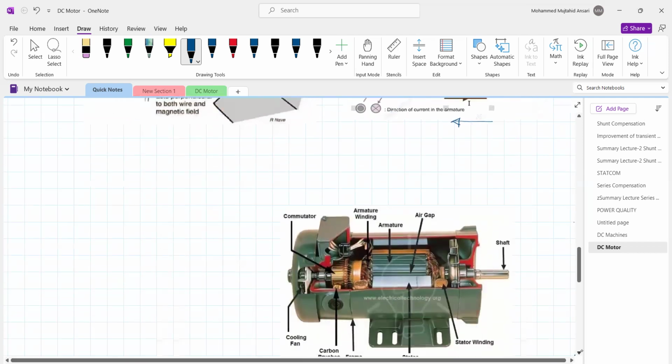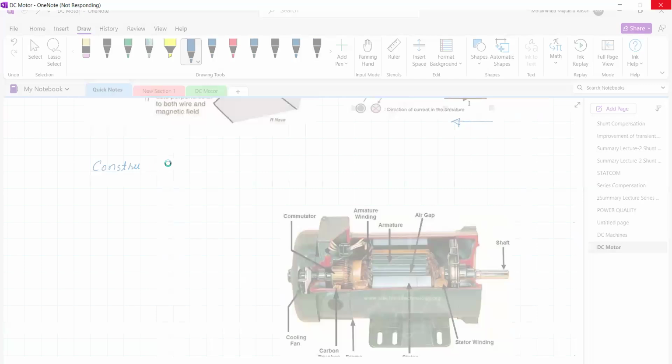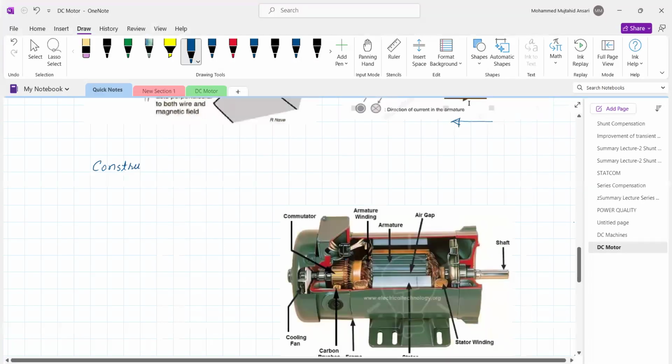Now, what is the construction? Since the constructional features of the DC motor and DC generator are the same, the construction of DC motor and DC generator is same. Therefore, their major parts are similar.